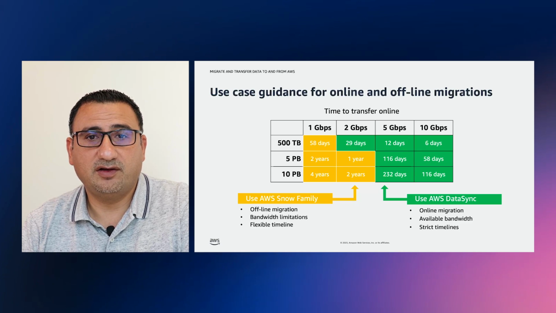Now, this table, as I said, gives you a bit of guidance, where green boxes are cases where it's recommended to use DataSync or online data migration services, and orange boxes represent candidate scenarios for offline or Snow Family. However, you need to assess your own workload and your own workload migration objectives, which depend on the answers we provided earlier of what you're moving and how you're going to use it.